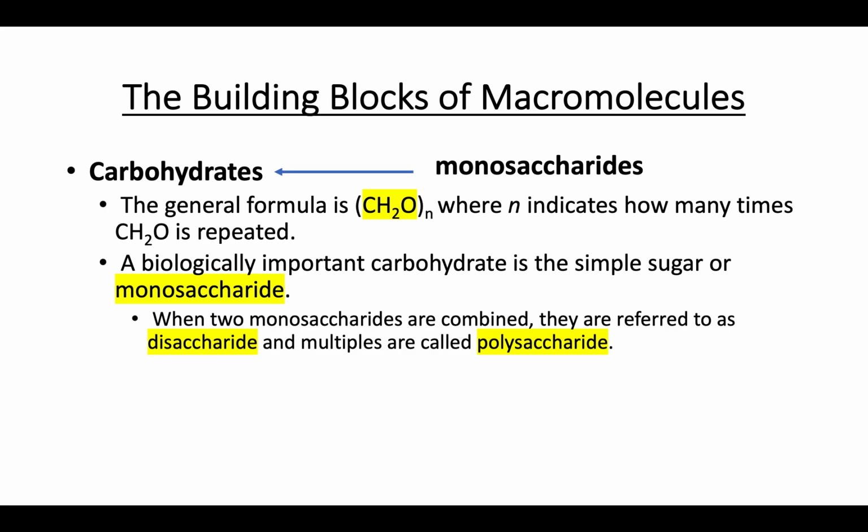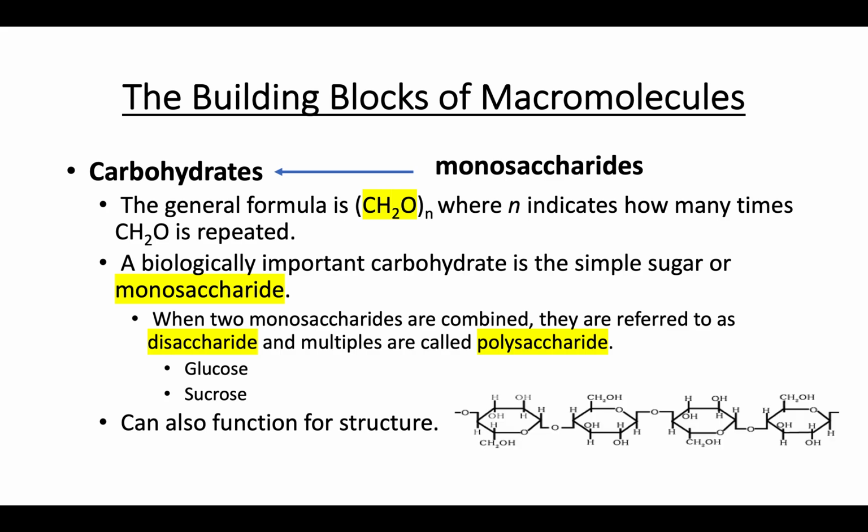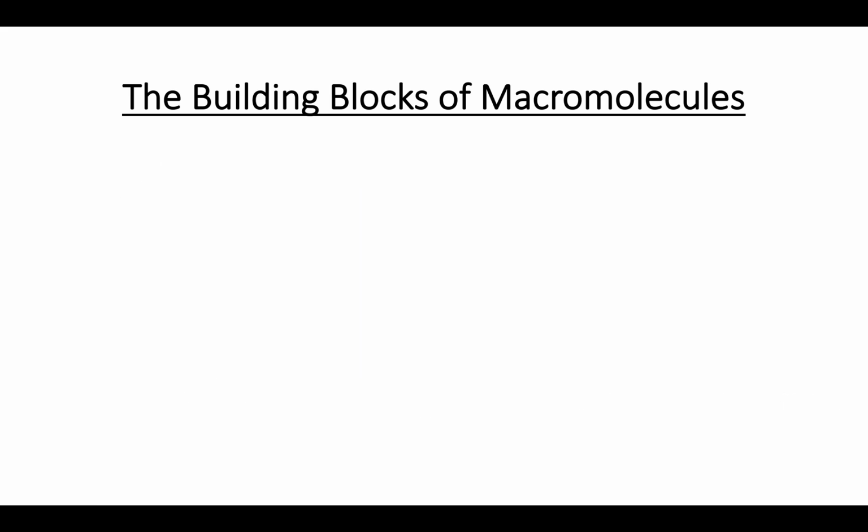So again, going with the prefix mono meaning one. So if you combine two monosaccharides, you will get disaccharides. So the di prefix means two, and then multiple we get polysaccharide. Examples would include glucose, sucrose, all those are different types of sugar. And carbohydrates can also function for structure. And this is generally what it would look like. We will draw something like this later on.